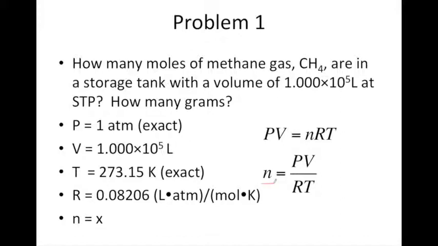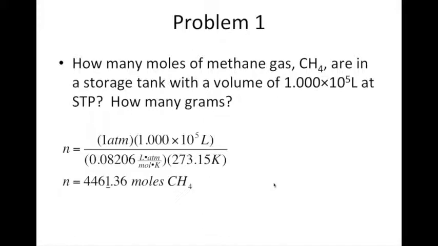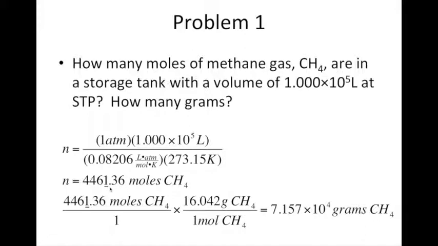Now all we have to do is plug in our values. If we plug in our pressure, volume, R, and the temp, we get a number of moles equal to, as you can see here, 4,461.36, or if we round it to the correct sig figs, we get 4,461 moles. Now the second part of this asks how many grams is that? Well, we can convert moles into grams using the molar mass. We know that this is methane, CH4, so I take my moles, use the molar mass to convert it into grams, and we get 7.157 times 10 to the 4th grams.